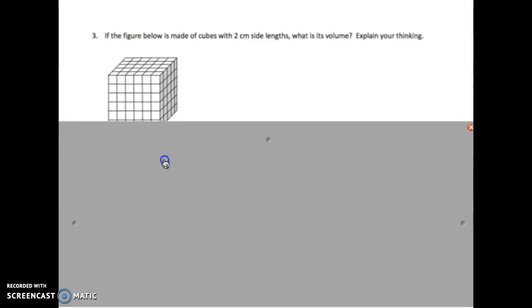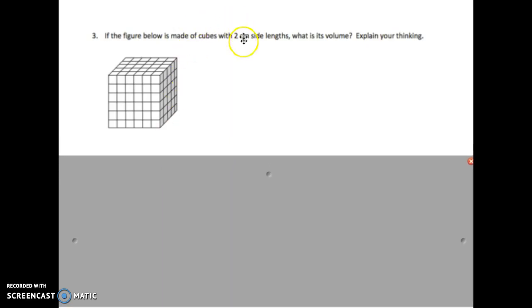Question number 3 here says, if the figure below is made with cubes with 2 centimeter side lengths, what is its volume? Explain your thinking. So what I know a lot of people did is they tried to use the same counting strategy. They said, okay, 1, 2, 3, 4, 5, 6. They counted this side and they said 1, 2, 3, 4, 5. They counted this side and they said 1, 2, 3, 4, 5, 6.